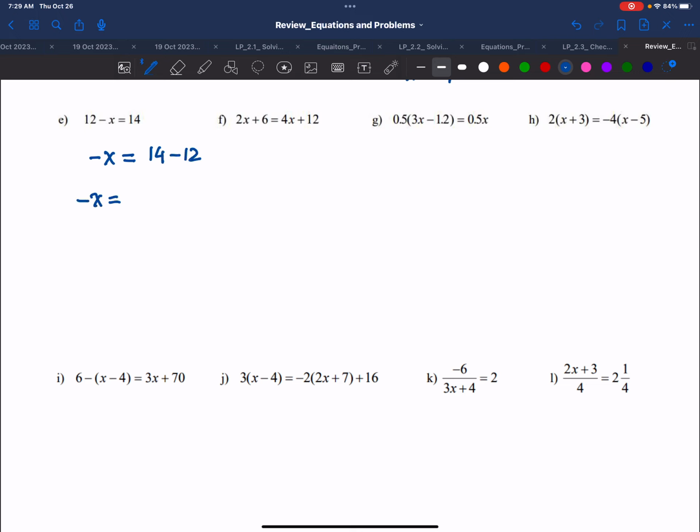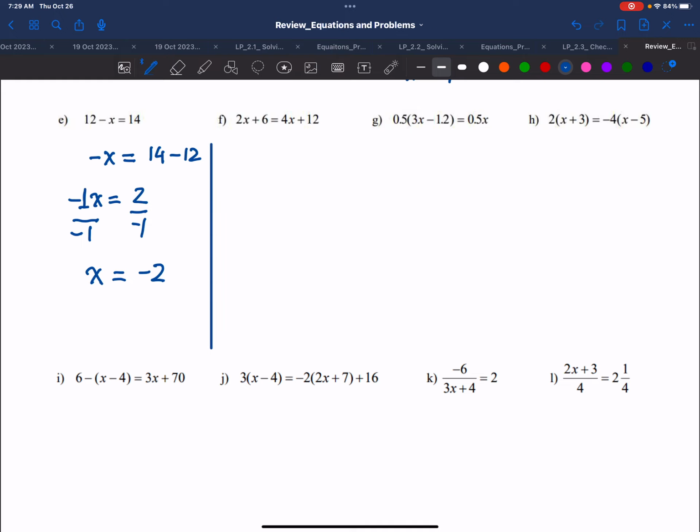Simplify. And now we need to isolate x from this negative sign. Or you can also see the negative sign as a coefficient of negative 1. So divide both sides by negative 1, and we get x all by itself, and x equals negative 2.